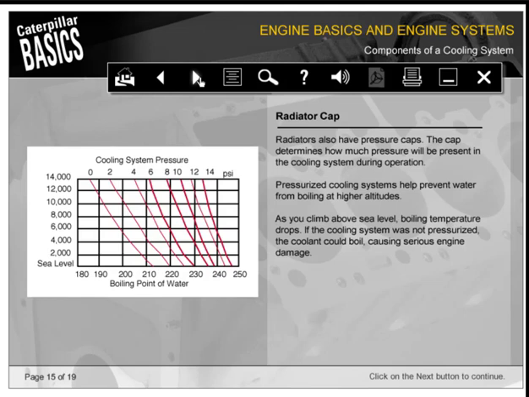Pressurized cooling systems help prevent water from boiling at higher altitudes. As you climb above sea level, boiling temperature drops. If the cooling system was not pressurized, the coolant could boil, causing serious engine damage.